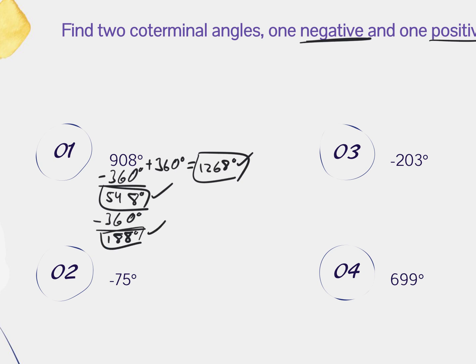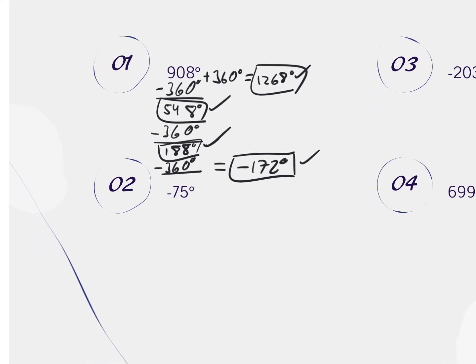But again, I want a negative one. So I'm going to go backwards again, minus 360, and this should get you negative 172. And now we finally have a negative coterminal angle. So any of these work. This negative 172 for sure works, and then you can pick any other one as your positive one. We have 3 positive ones. But that's essentially the idea of how you find a coterminal angle. It should be pretty easy.